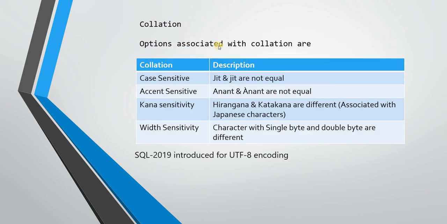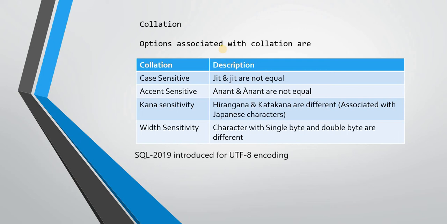Collation comes with certain options. They are called case sensitive, accent sensitive, kana sensitive, width sensitive, and from SQL 2019 onwards, Microsoft has introduced UTF-8 encoding also.